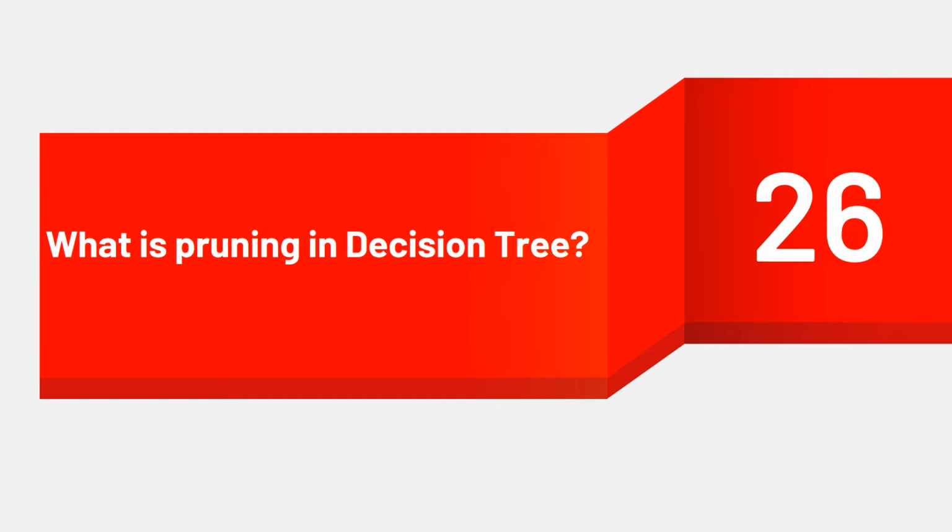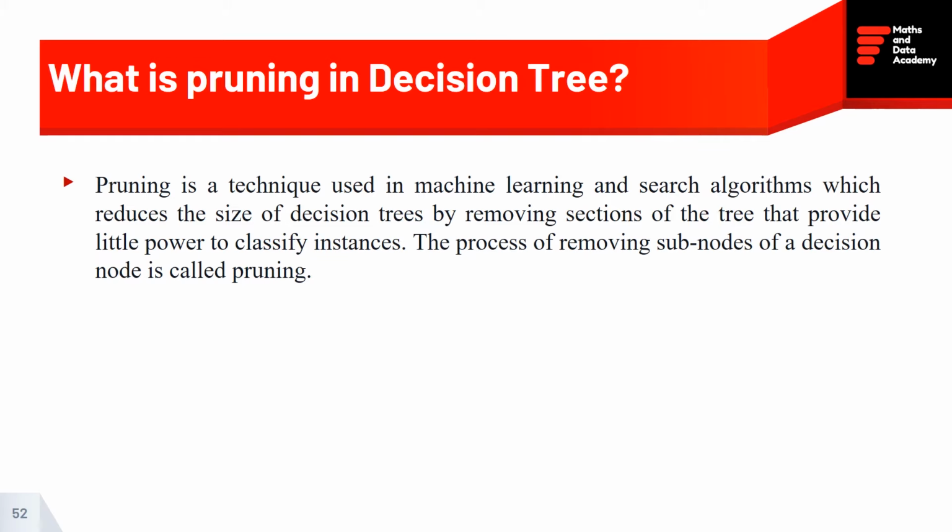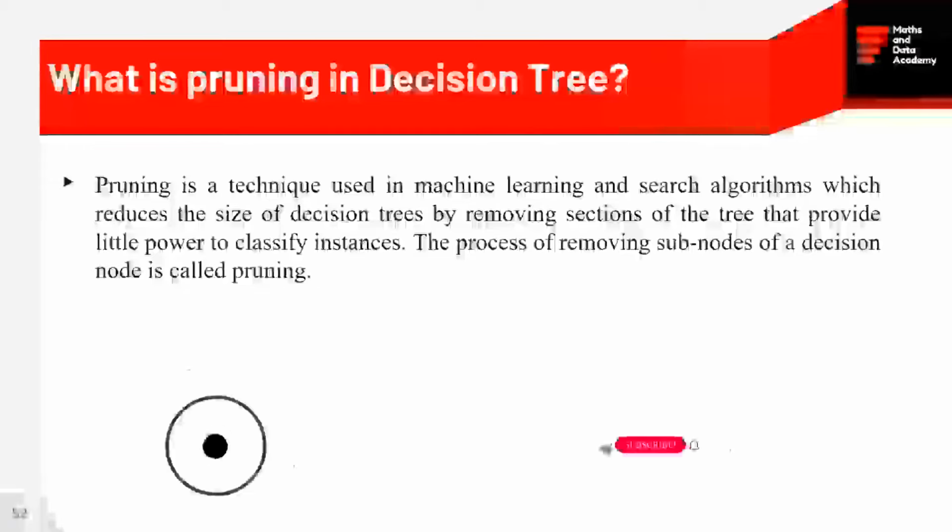What is pruning in decision tree? Pruning is a technique used in machine learning and search algorithms which reduces the size of decision trees by removing sections of the tree that provide little power to classify instances. The process of removing subnodes of a decision node is called pruning.